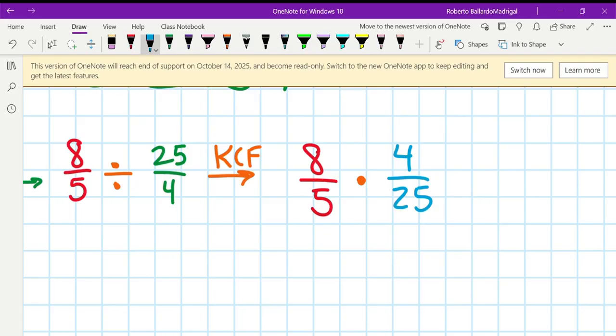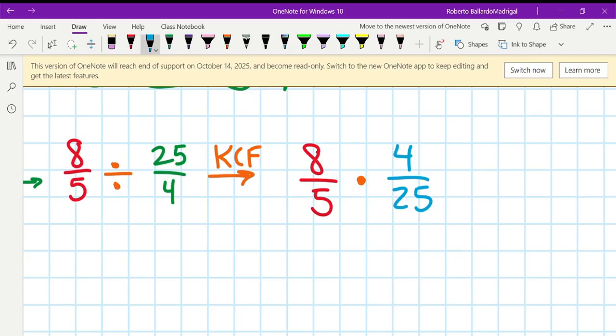Now, we are going to look across and see if there's anything we can cancel out. For example, can I reduce the 8 and 25? Is there a factor of 8 and 25 that I can cancel out here? I mean, the only common factor is 1, right? There's no common factor between 8 and 25.